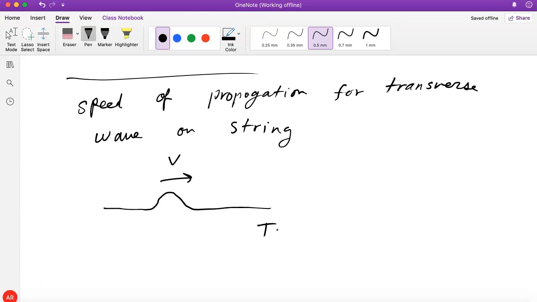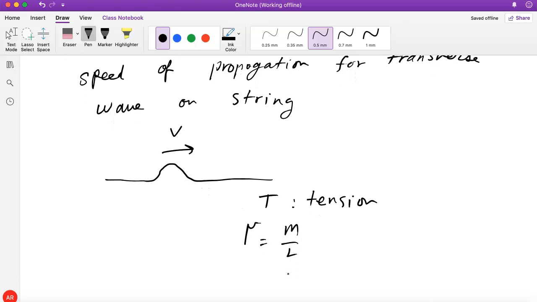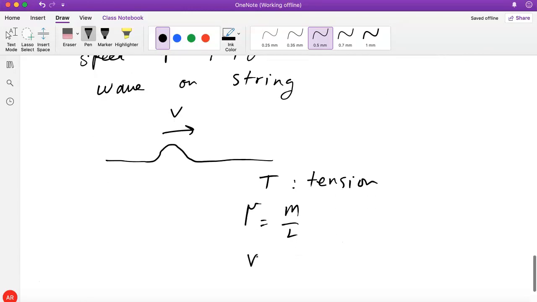So tension T, and mu is mass divided by length, right? We think of our rope or string as a one-dimensional thing, so how much mass there is per unit length. And we're saying v is the square root of tension over mu. So what does it mean?